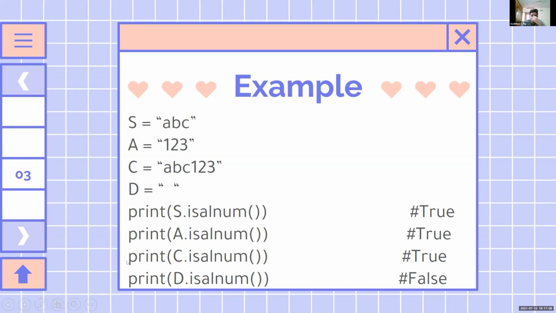The next statement is print c dot isalnum. This works in the same way as before and checks the string value. It's a combination of both numbers and alphabets, so it also gives the output as true. The next statement is print d dot isalnum. Here when it checks the value, there are no numbers or alphabets, there is only a space. So it does not obey the condition, and it gives the output as false.